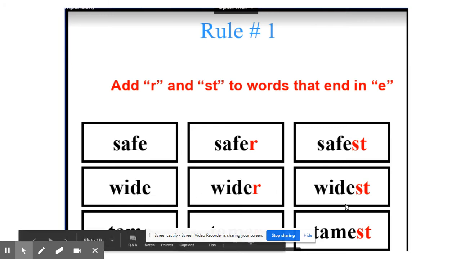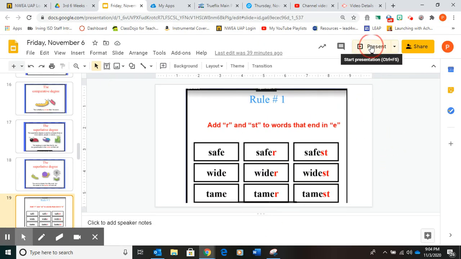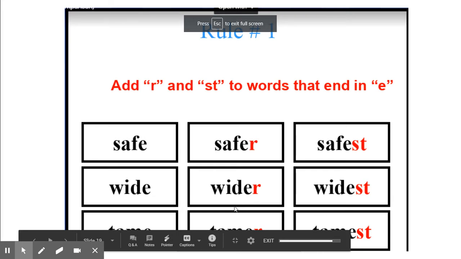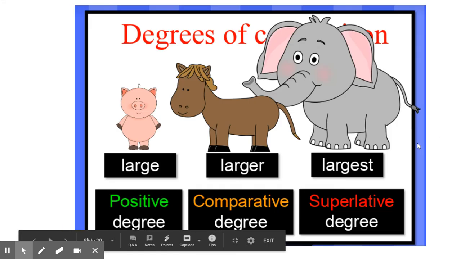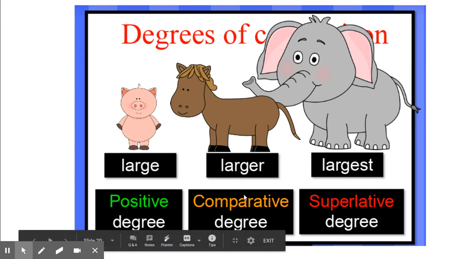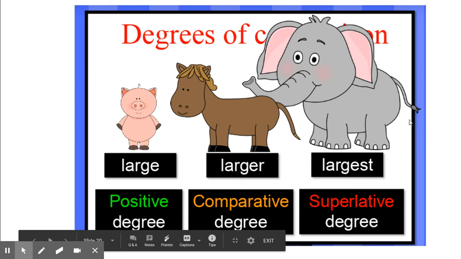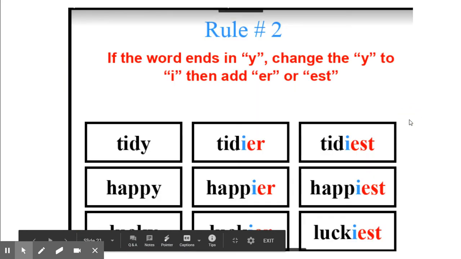Wide becomes wider and widest. And tame becomes tamer and tamest. Okay, here are some degrees of comparison. We have large is the positive degree, larger is our comparative degree, and largest is the superlative.